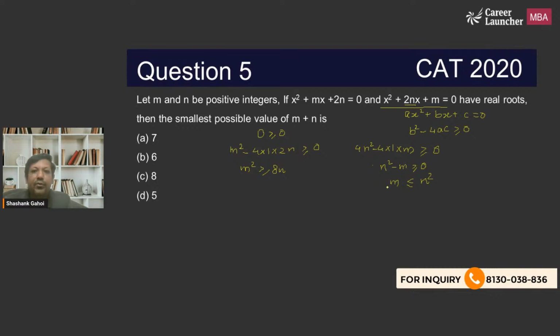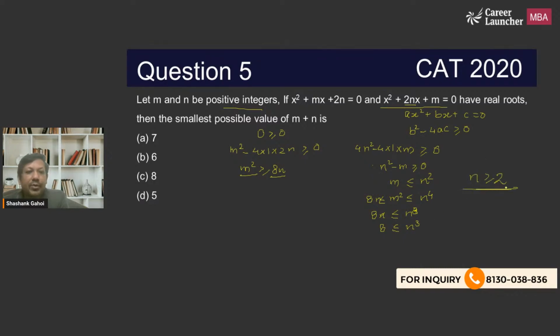So from here I can say that m square will be less than or equal to n power 4, right? Now m square is greater than or equal to 8n and less than or equal to n power 4, right? So from here I can directly say that 8n should be smaller than or equal to n power 4. Now n is a given positive integer, so I can directly divide by n, and it is going to be 8 is smaller than or equal to n cube. It means n should be greater than or equal to 2.